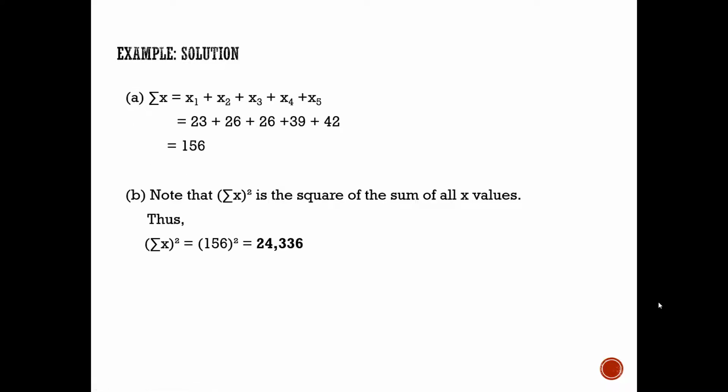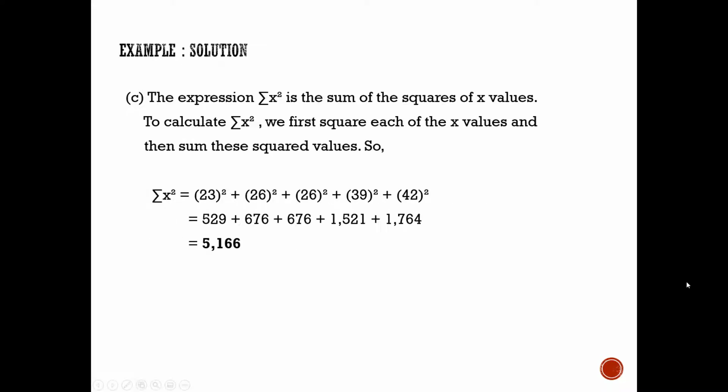These are the answers that I have gotten. When I summed x, adding all the data values together, I came up with 156. When I take 156 and square it, that's the sum of x inside parentheses squared, I get 24,336.